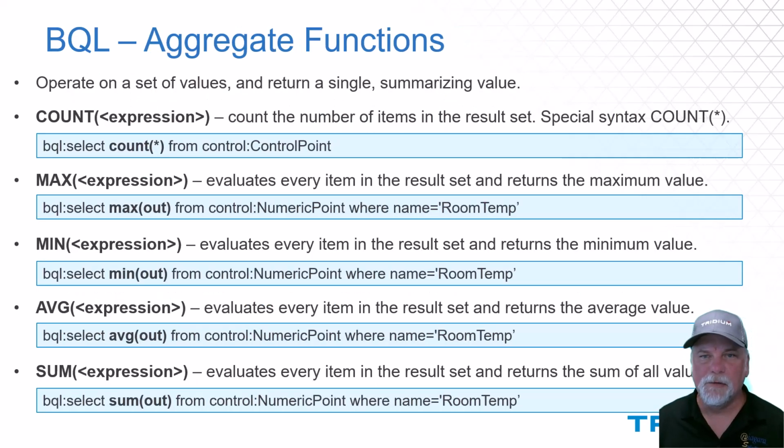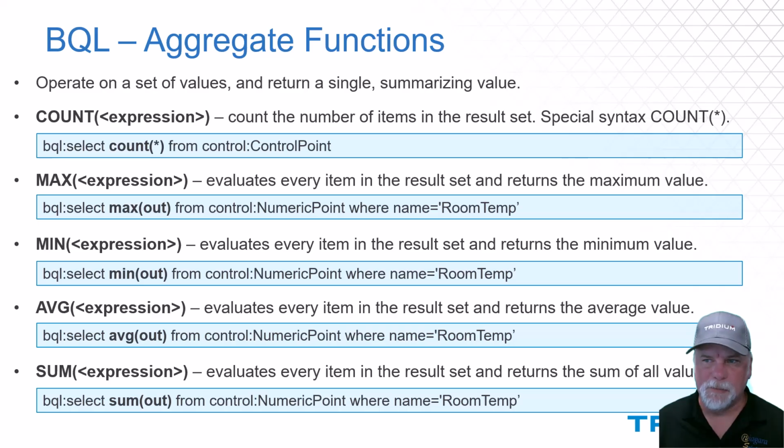In addition to scalar functions, BQL also supports aggregate functions. Aggregate functions operate on a set of values and return a single summarizing value. It might be all of the values in the set, or it could be some conglomeration of certain sets of values within the entire data set. The standard aggregate expression functions that we support are count, max, min, average, and sum.